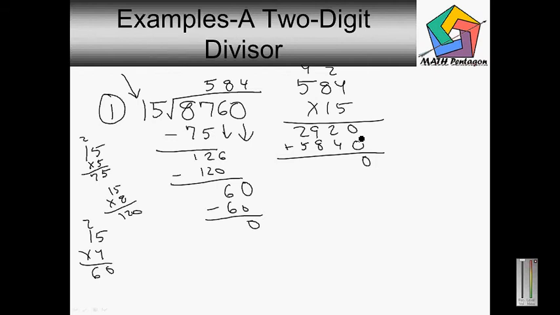And we add these up. 0 plus 0 is 0. 4 plus 2 is 6. 9 plus 8 is 17. Carry the 1. 5 plus 2 is 7. Plus the 1 is 8. And as you can see, it matches. So this is the correct answer. 584 is the correct answer.